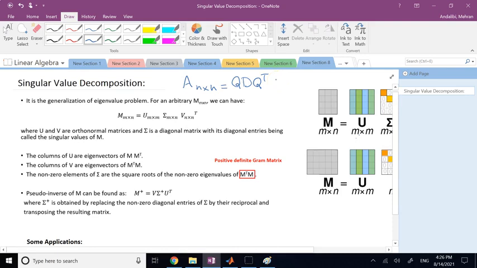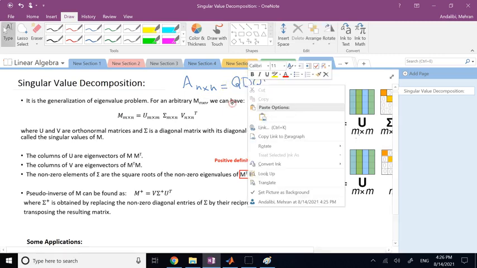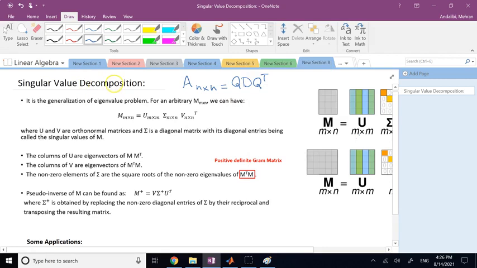But the question is, when A, in this case M, is not square, so it's m by n and m and n are not the same, can I still write such a thing? Can I still write it as the product of orthonormal matrices and a diagonal matrix? The answer is yes, and the method is called singular value decomposition. So here I'm going to write M, m by n, as U, which is m by m, times sigma, which is m by n, the same size as the original matrix, and V transpose, n by n.